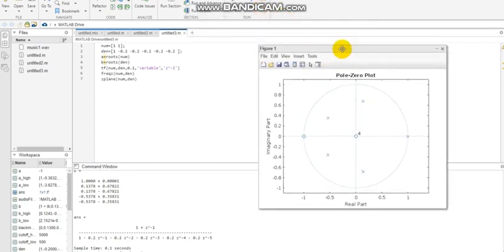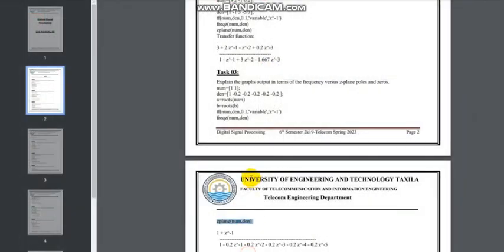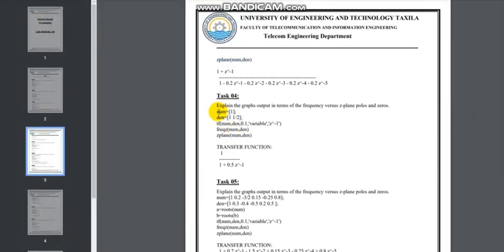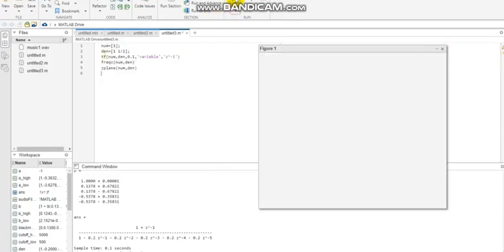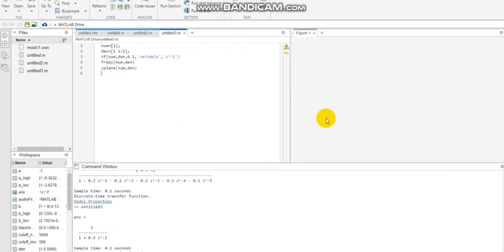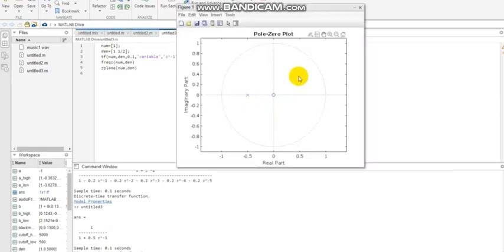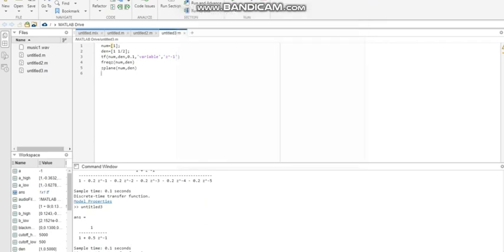We can see that one of the poles is on the line of the circle, so this is showing a marginally stable system, because poles inside the circle show the stability of the system, outside show instability, and on the line show marginal stability. Similarly, moving on, we have numerator 1 and denominator 1 plus 0.5, we run it, and we get a zero at 0 and a pole at minus 0.5.